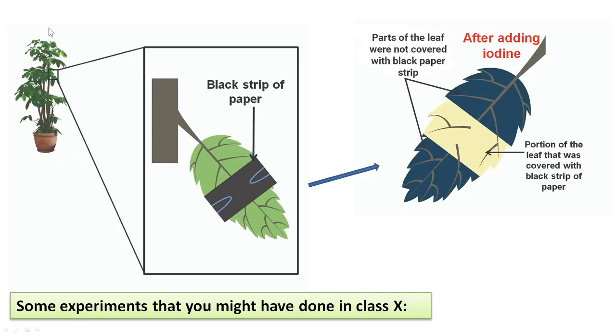If you starve this particular plant for a few days by keeping it in a dark room, then what you have to do is take it out and immediately tie a black paper over here.